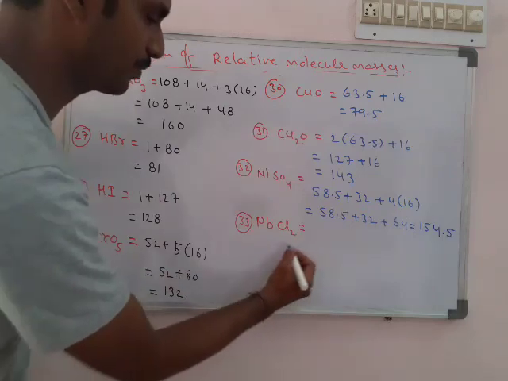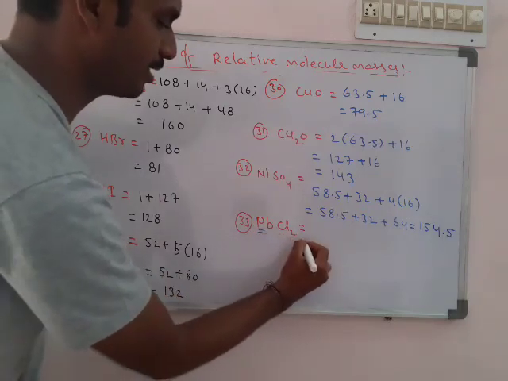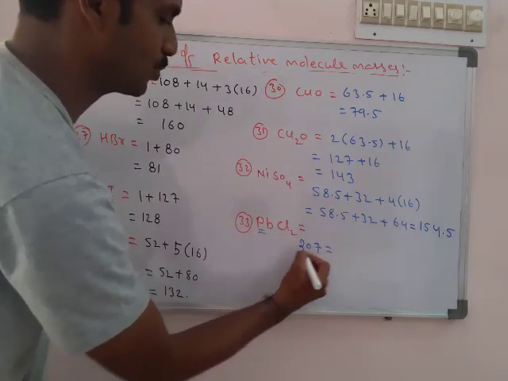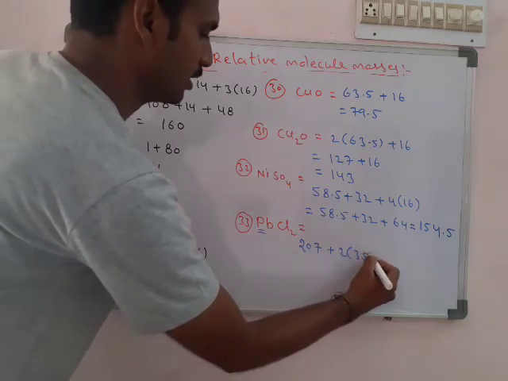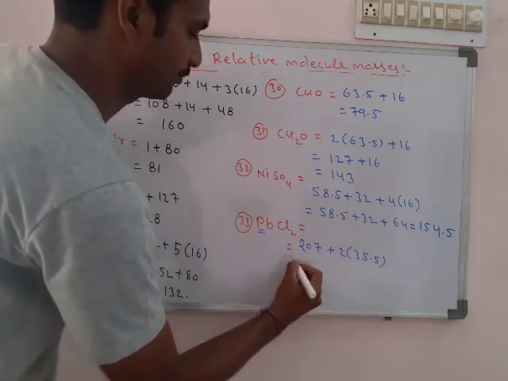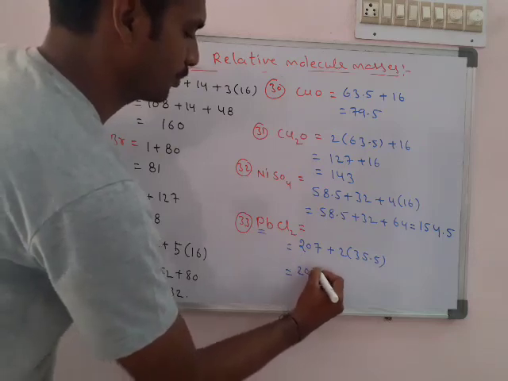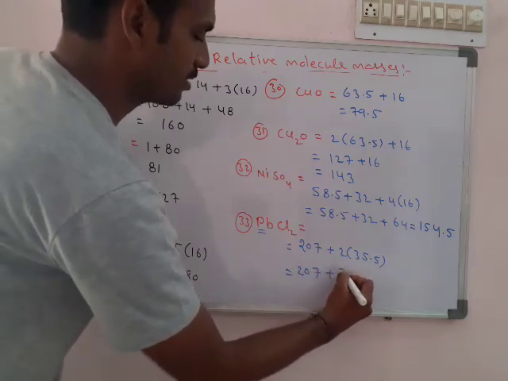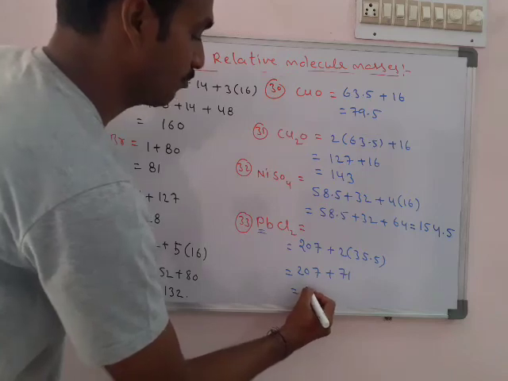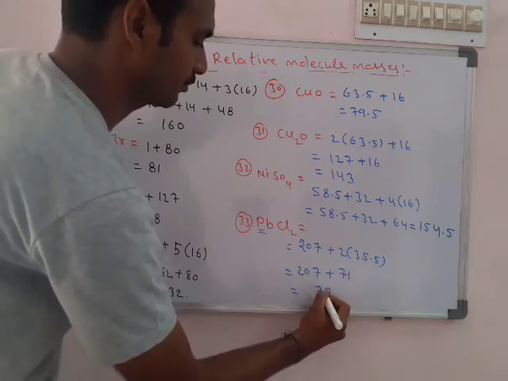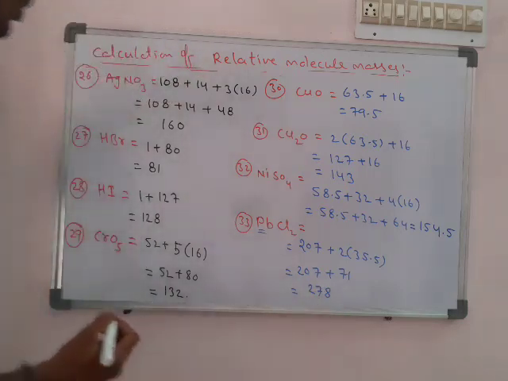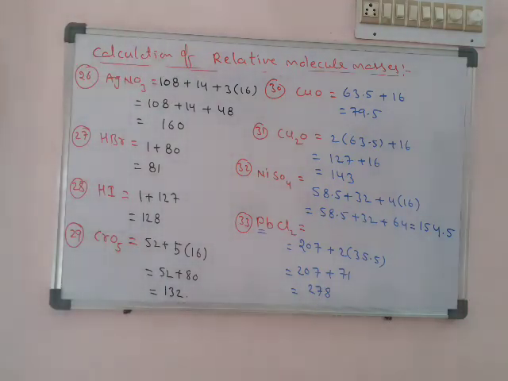154.5. Okay. It comes like this or something of less value. 4, 5, 6, 6, 8, 14. Okay. 6, 7, 3, 10, 15. Okay, 154. So what is the lead? Here a new element, lead. Lead is the very highest, 207. 2 into 35.5. 207 plus that is 71. Finally you will get how much? Okay, 278.